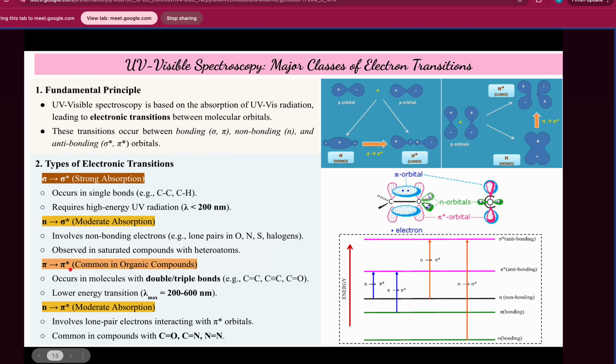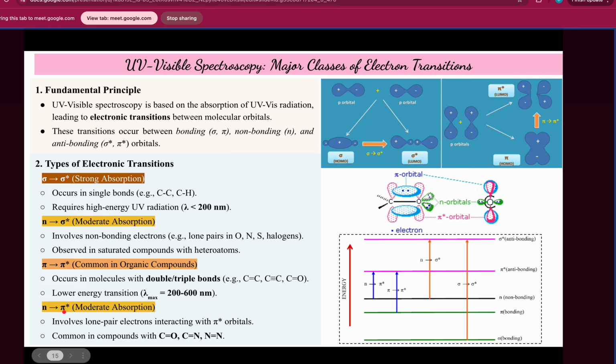A pi bonding orbital will only be formed if there is a double bond present. In a double bond, there is always a sigma orbital as well as a pi orbital. And if there is a triple bond, then there will be two pi bonds and one sigma bond between the two atoms. Similarly, it is observed in those organic molecules which contain either double bonds or triple bonds, and this is a low energy transition. In this case, the absorption will not be as intense as in the case of sigma to sigma star, and this is more frequently observed. In UV visible spectroscopy, this kind of transition is majorly observed.